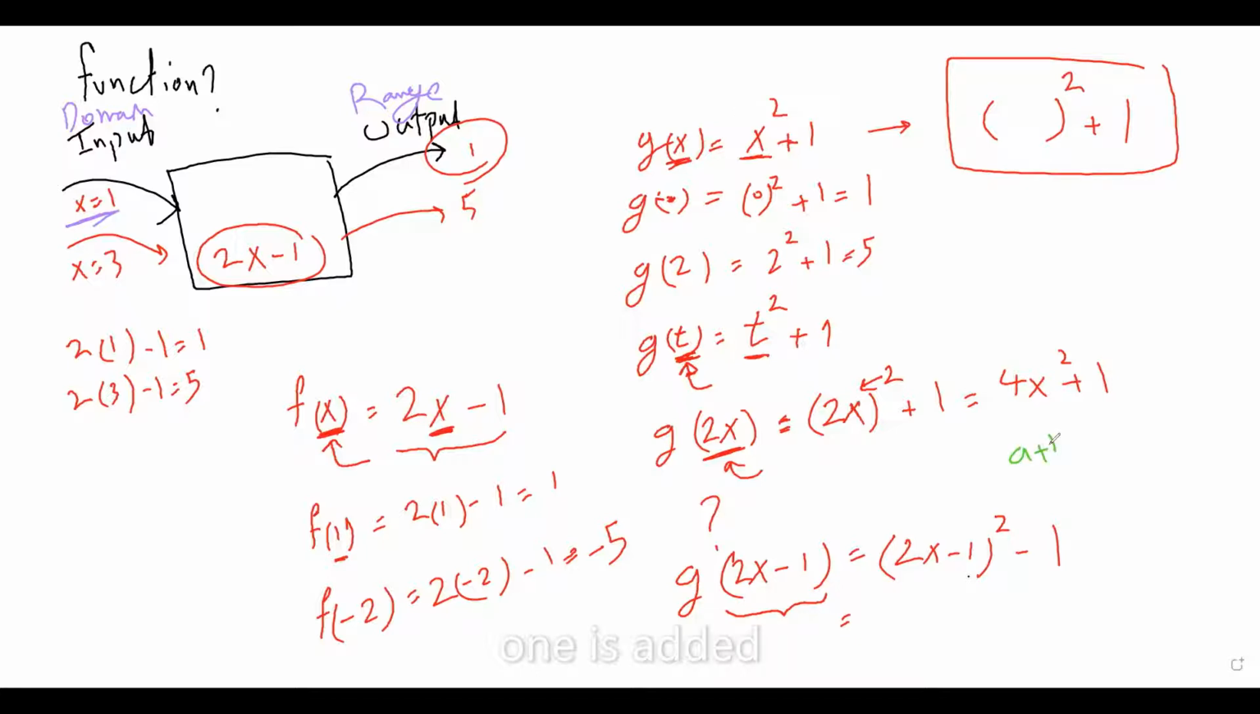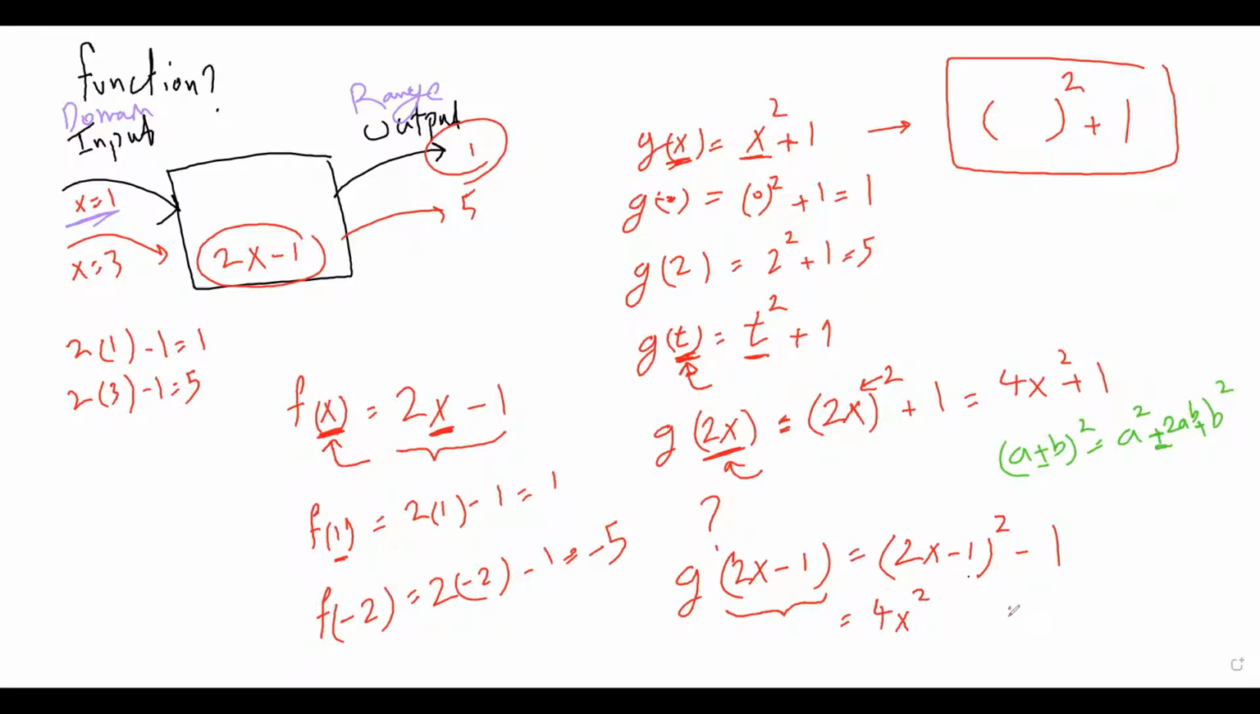(a plus b) or (a minus b) raised to the power of 2: the first term raised to the power of 2, the last term raised to the power of 2, and then the middle term is double of ab, and the sign, of course, follows whatever sign is between a and b. So here we have 2x raised to the power of 2 gives me 4x squared.